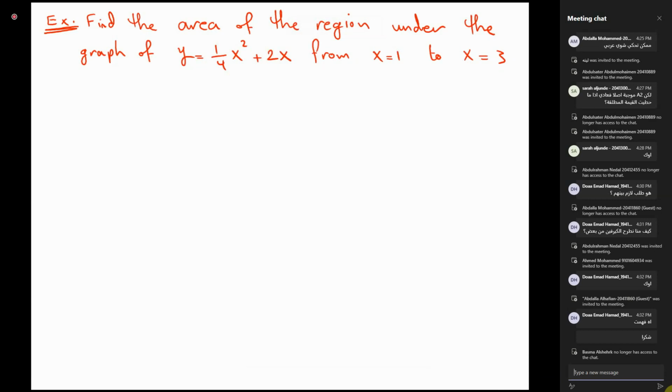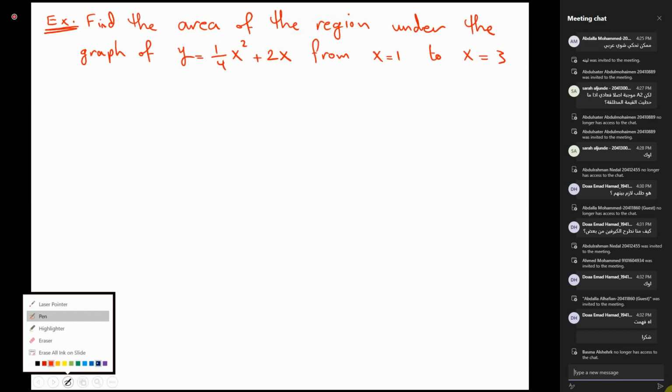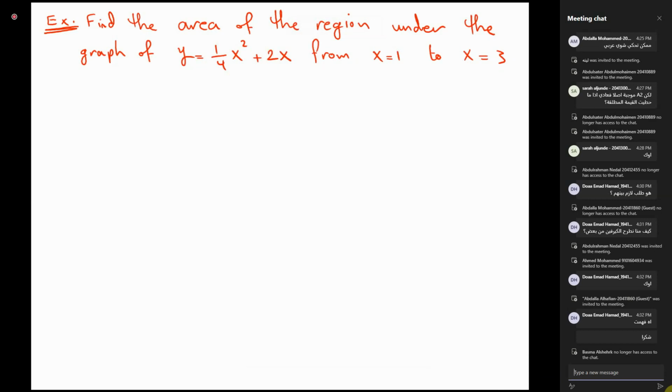So we need to find the area under this graph from 1 to 3. The solution: this is y equals 1/4 x squared plus 2x equals 0.